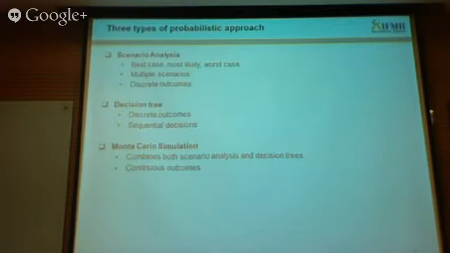Second is a decision tree. Decision tree is like a scenario analysis, but it takes sequential decisions also into consideration. So say you take a decision at node A, you go to B. You can again have multiple scenarios for that. You again take a decision, reach a separate node, and then again multiple scenarios.